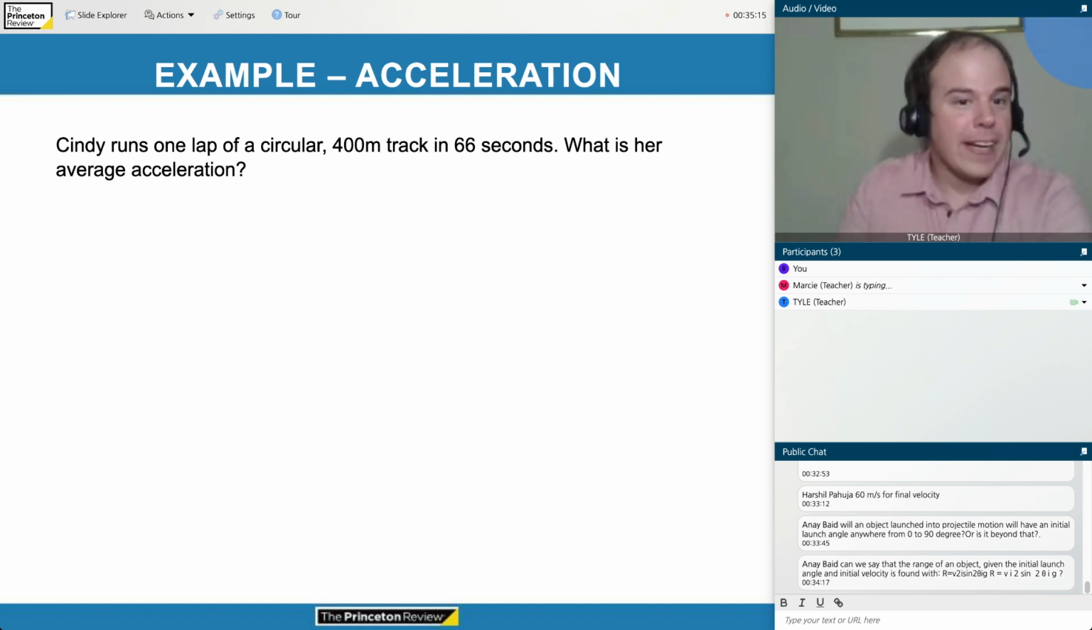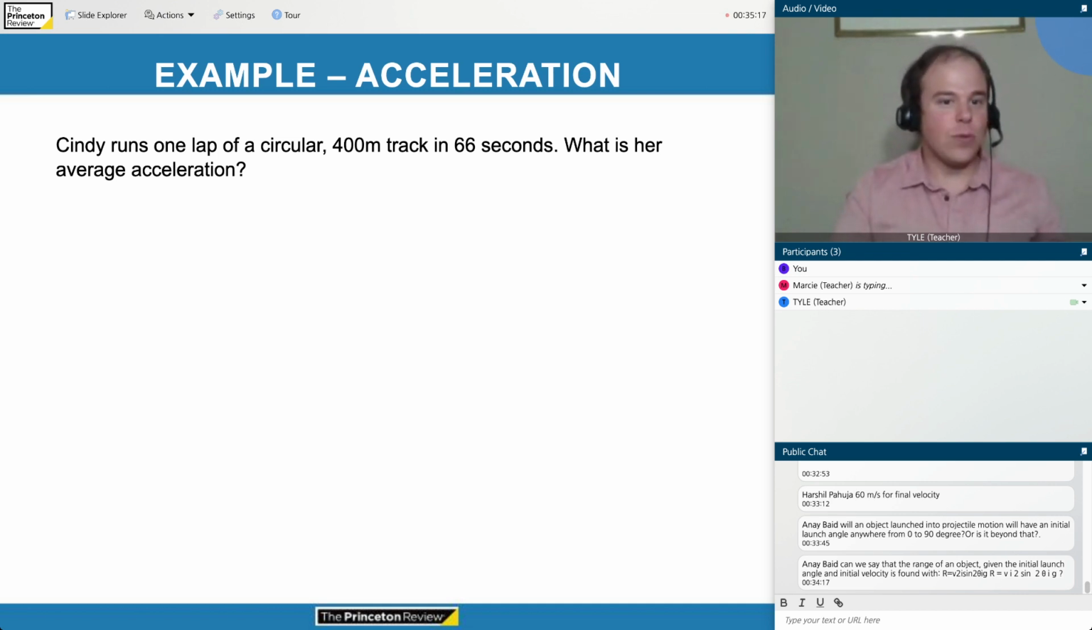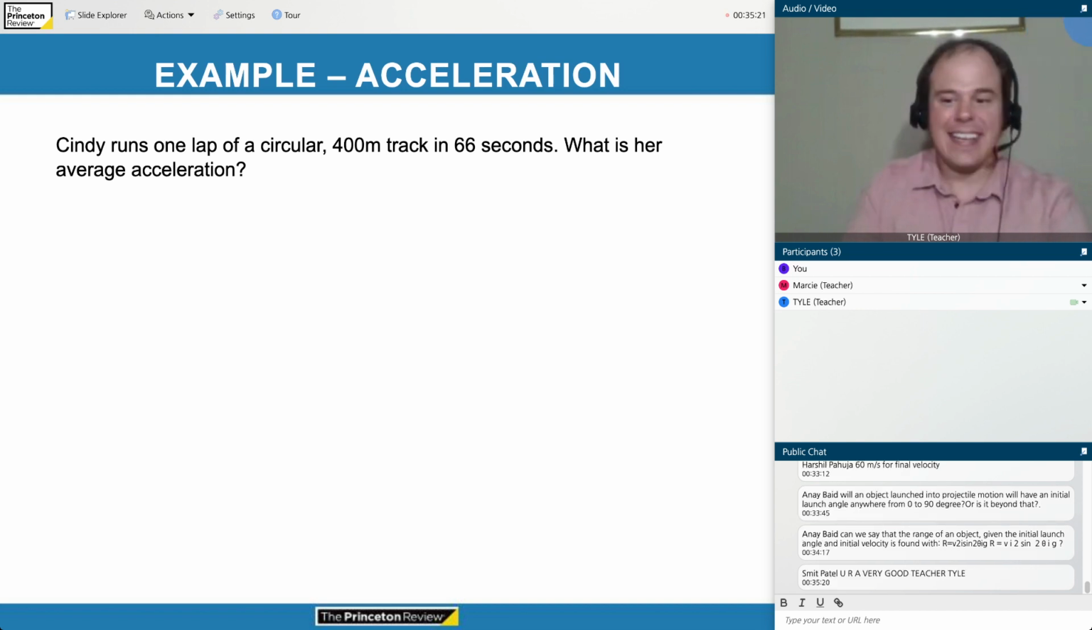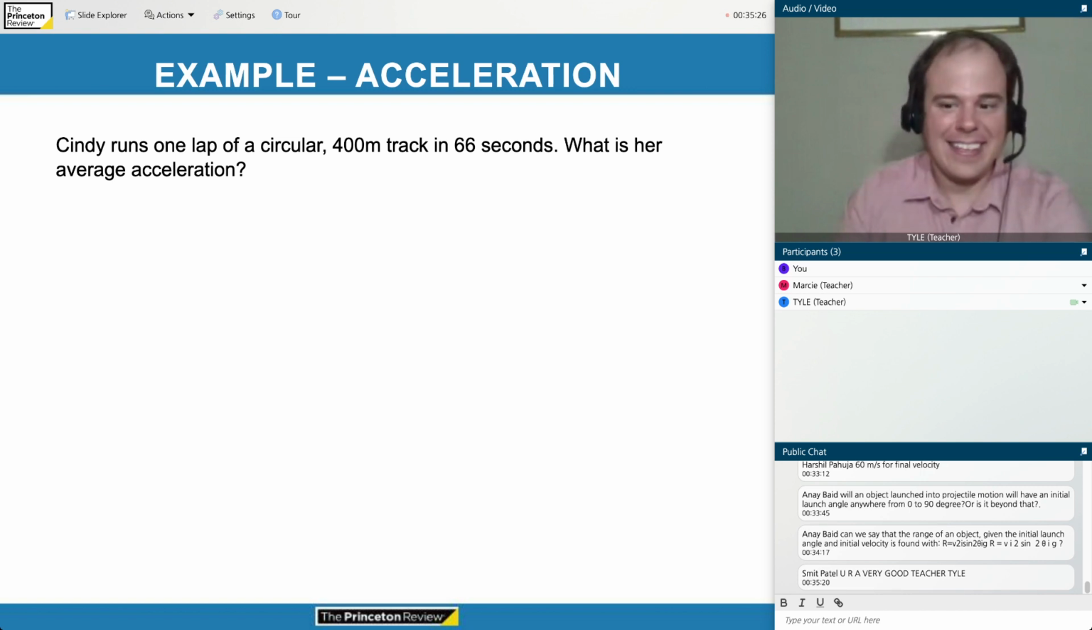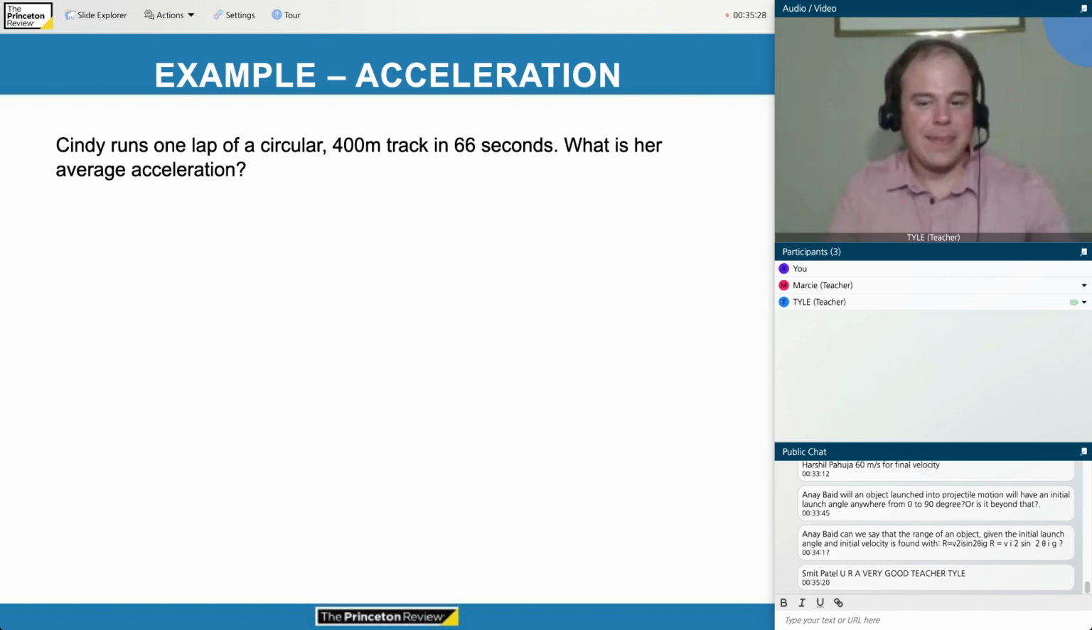All right, one more example of acceleration. Cindy runs 1 lap of a circular 400-meter track in 66 seconds. What is her average acceleration? Okay, I'll give you guys a minute to work on that.